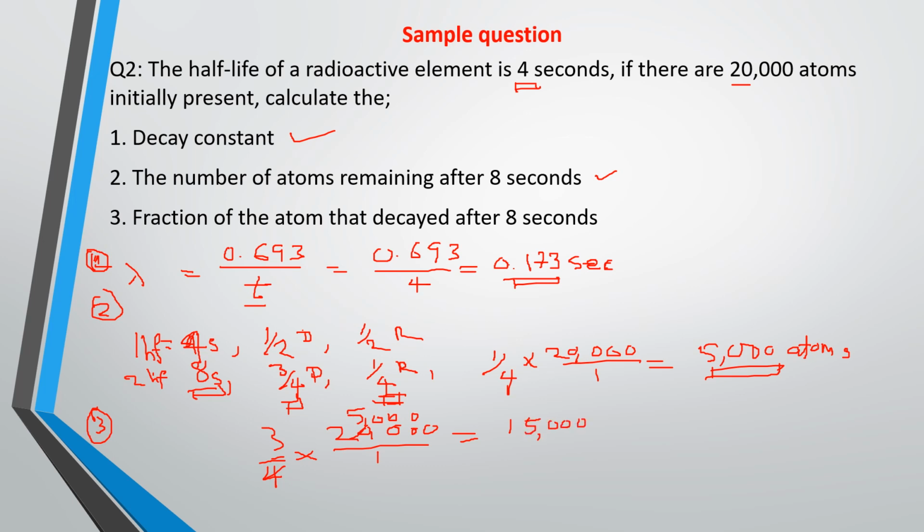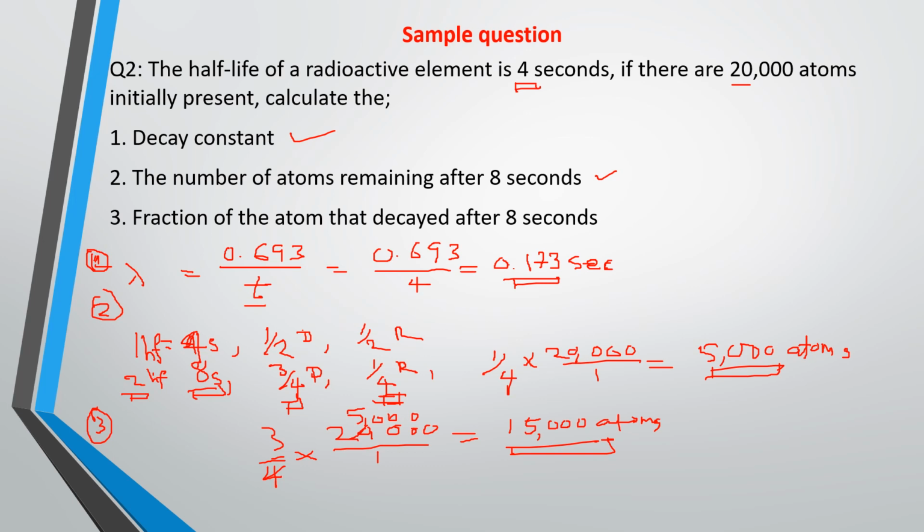So 15,000 atoms will have decayed after 8 seconds. So 8 seconds is 2 half-lives. Like what I said before, the amount decayed plus the amount remaining must be equal to the original amount. So if you add 15,000 to 5,000, it equals 20,000.